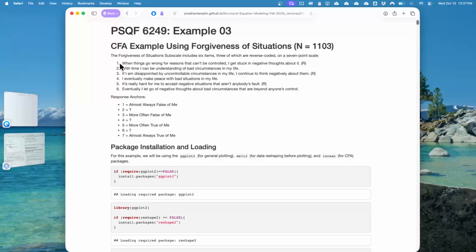And in this example, we will convert that number. So what this turns out to be is 8 minus the number they chose. Right? So if they chose a 7, it's a 1, vice versa. Later in class, we'll show a method factor for it as we go further. So when things go wrong for reasons that can't be controlled, I get stuck in negative thoughts about it. So that is the opposite of forgiveness, and that's why that's reversed.